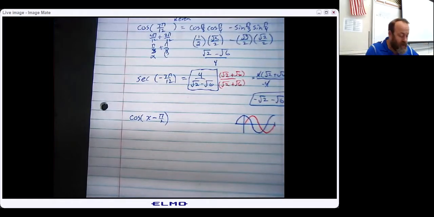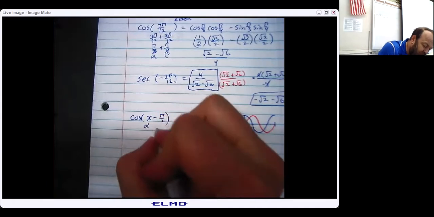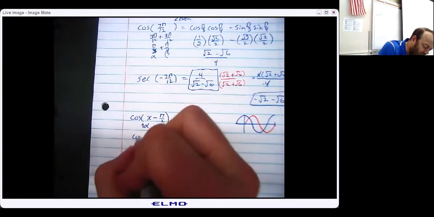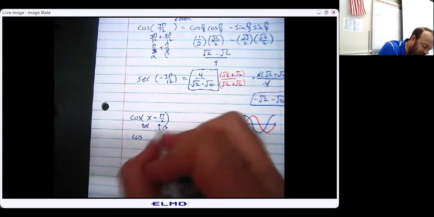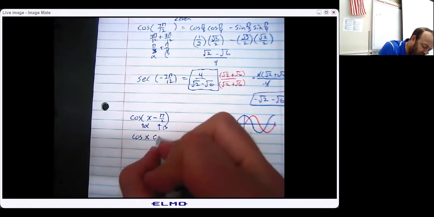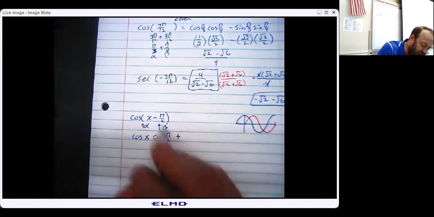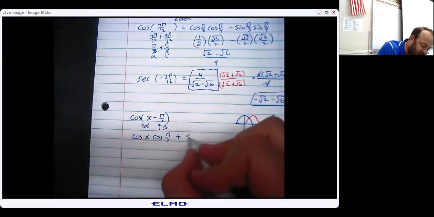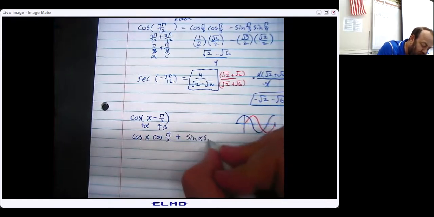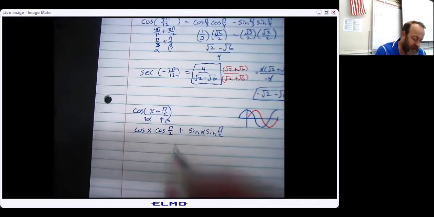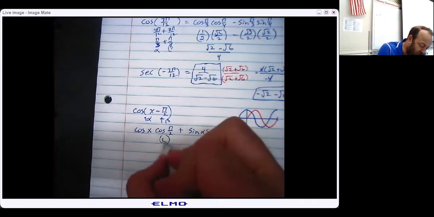But I don't want to just think it looks like one. I want to know. So I'm going to pretend that this guy is alpha and that guy is beta, okay? So the cosine of alpha minus beta is cosine alpha, cosine beta, plus, remember there's a difference there, sine alpha, sine beta. And there's something really nice that happens because we know from basic trig that the cosine of pi over 2 is 0.